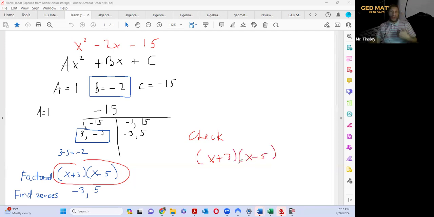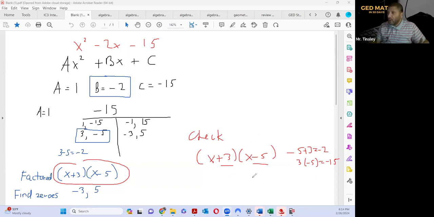So the shortcut that I'm going to tell you is that when you see the coefficients of the variables are 1, all you do is combine the 2 terms in the middle and multiply the 2 terms in the middle. Hold on, Mr. Tinsley. What do you mean by that? So, see these 2 terms here? Well, -5 plus 3 is -2. 3 times -5 is -15. Does everybody see that?